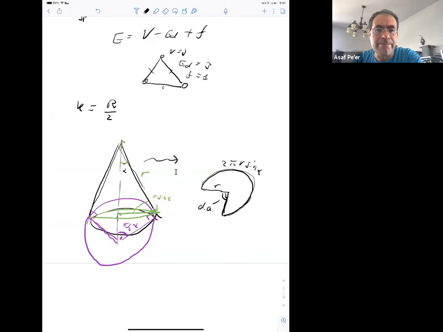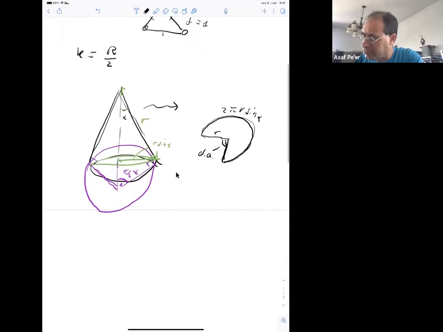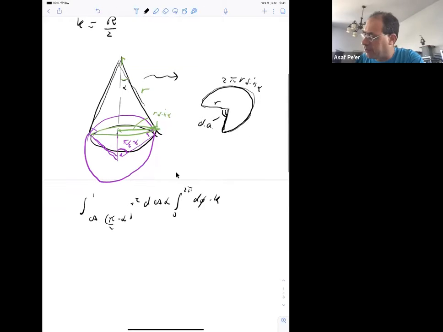Okay. So if I want to calculate this integral over the curvature, this is something which most of you did: the integral from cosine of pi over 2 minus alpha to 1 of R squared d cosine alpha times the integral from 0 to 2 pi d phi times K. Which is just 2 pi times 1 minus sine alpha, which is of course exactly the deficit angle. I think this part most of you did properly.